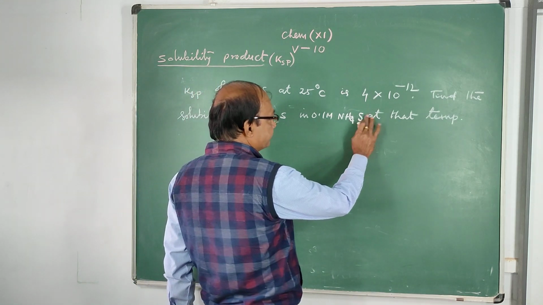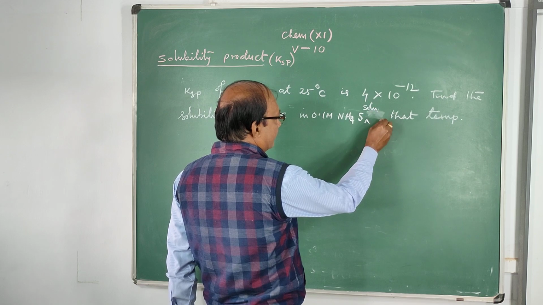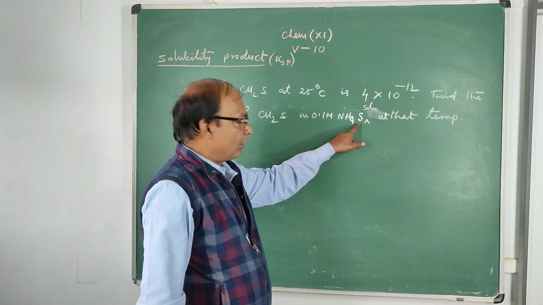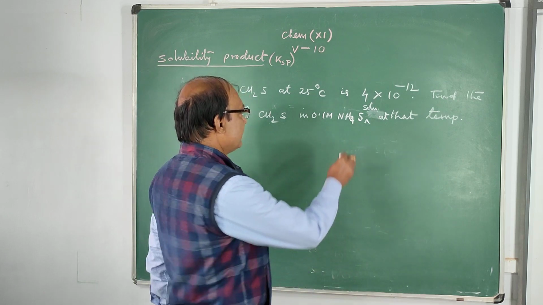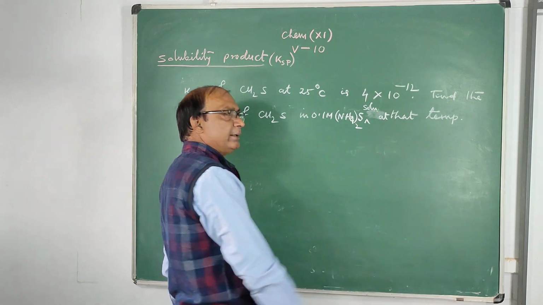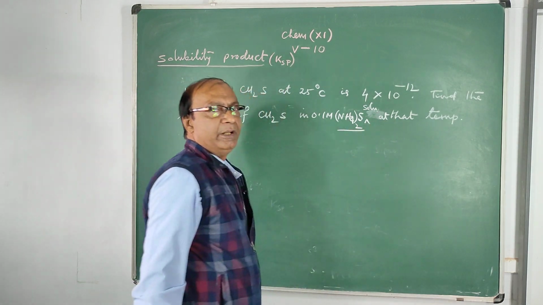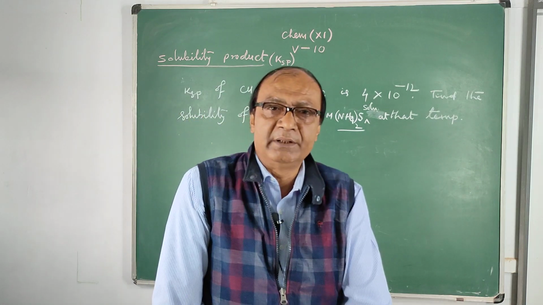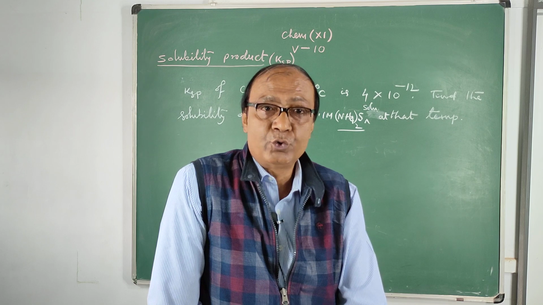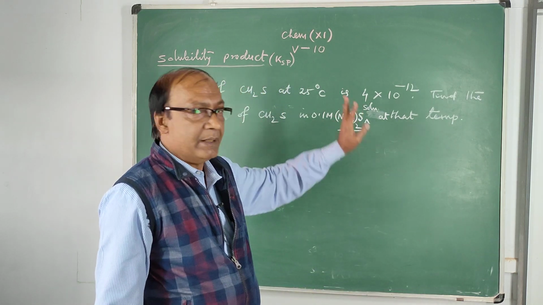0.1 molar ammonium sulfide, (NH4)2S, at that temperature. See, ammonium sulfide is fully soluble. That means the entire ammonium sulfide will dissolve in water. So in the solution there is 0.1 molar ammonium sulfide.